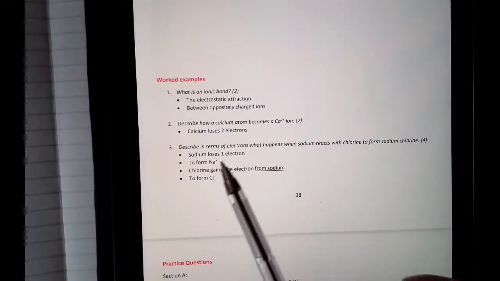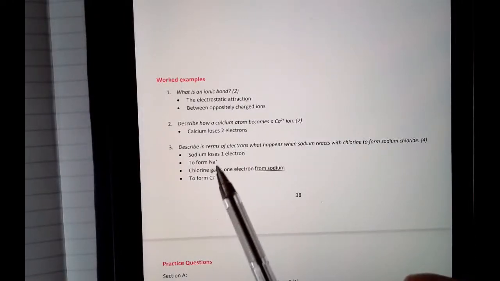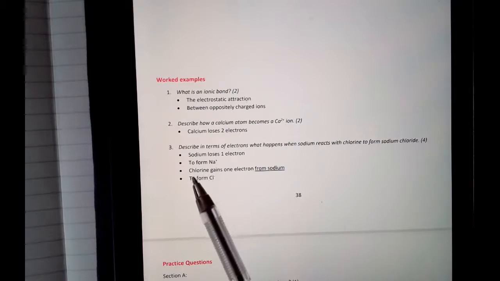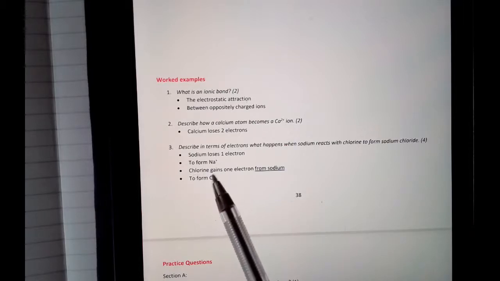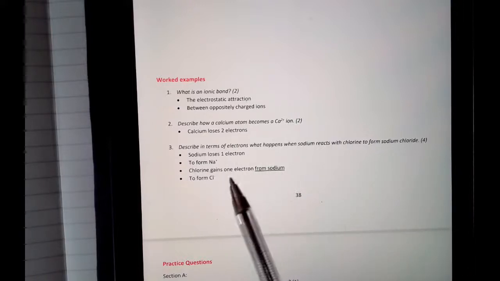It's really important that you remember to include the charges on the ions because you won't get the marks without them. And it's also important that you specify where chlorine gets the electron from. You need some sort of sentence to indicate that the electrons are being transferred. So you can say sodium gives chlorine an electron, or the electron is transferred from sodium to chlorine, but you need some sort of sentence to indicate that you've got the transfer of electrons in order to get all the marks.